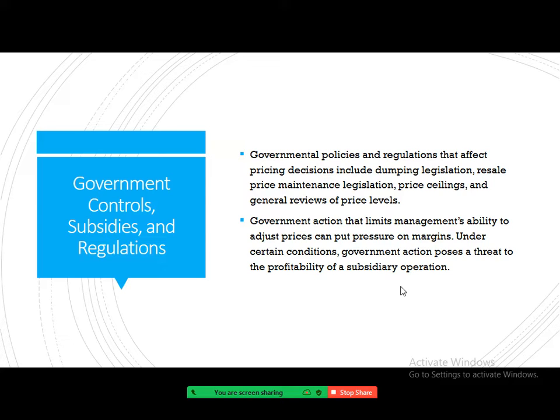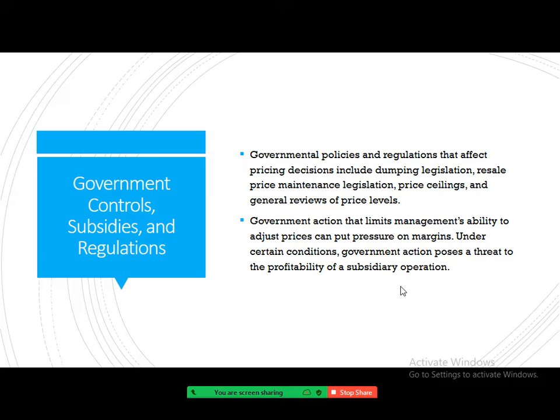Government controls, subsidies and regulations. Government policies and regulations that affect the pricing decisions include dumping legislation, resale price maintenance legislation, price ceilings, and general reviews of the price levels.